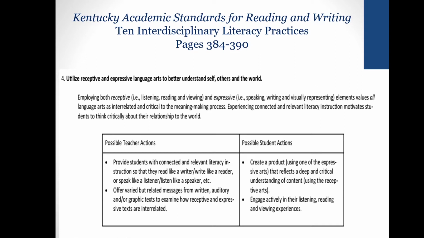Now, what you're seeing on the screen is a page from the actual Kentucky Academic Standards for Reading and Writing, because pages 384 through 390 of the document is where there is additional information about the 10 disciplinary literacy practices. And what you're seeing on the screen there is number 4, which is what we're looking at. And then we have a graphic there, a box with possible teacher actions and possible student actions.